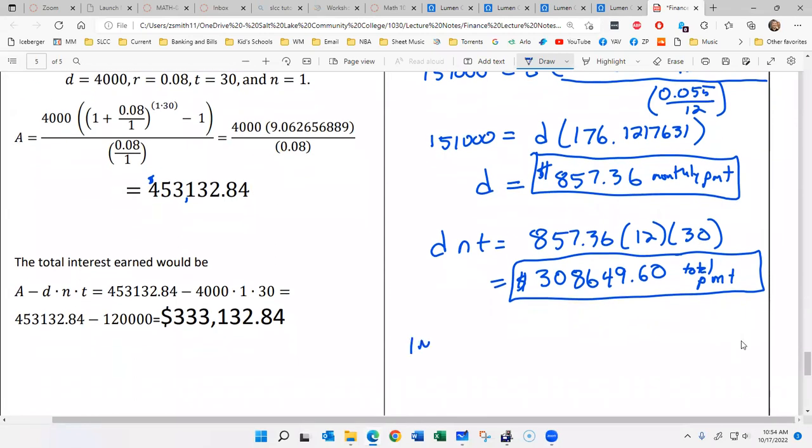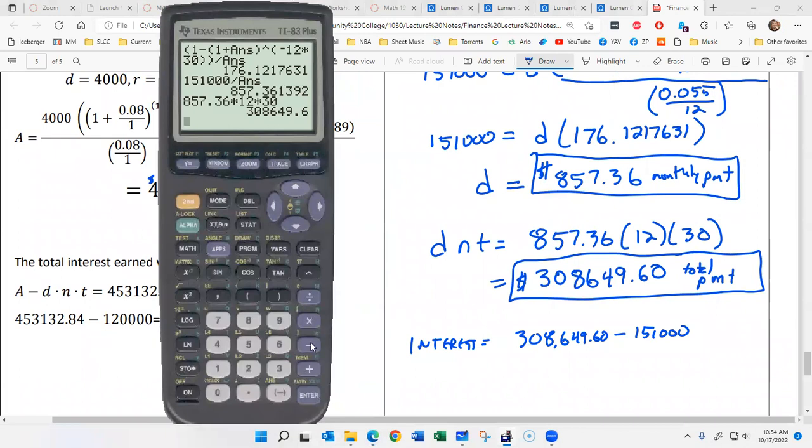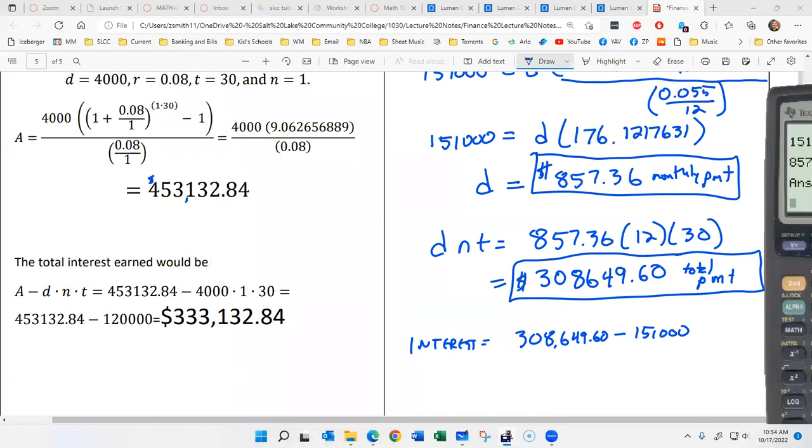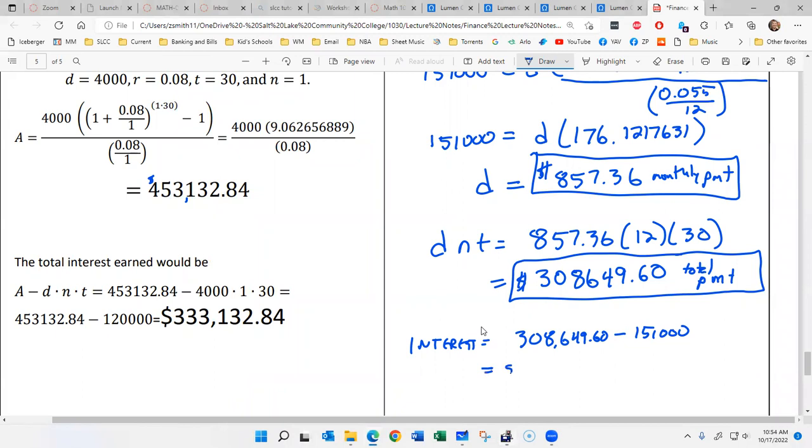Now, if they ask for the interest, we would take the total payment and subtract the original cost of the house. This is how much we actually gave the bank for the privilege of using their money to buy this house. That's the scary one. We spent more in interest than the house was worth.